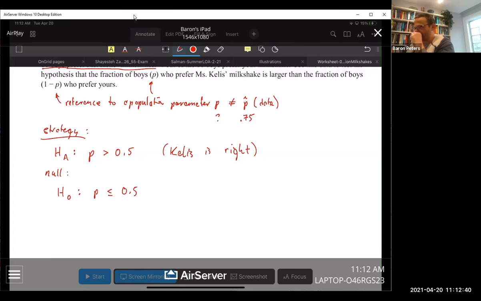The number of respondents who prefer Miss Keyless's milkshake is a binomial random variable. Why is it binomial? Because it's a proportion, right? You're asking what fraction of people fit some category, and those are binomial distributions. This is going to be different problem by problem.